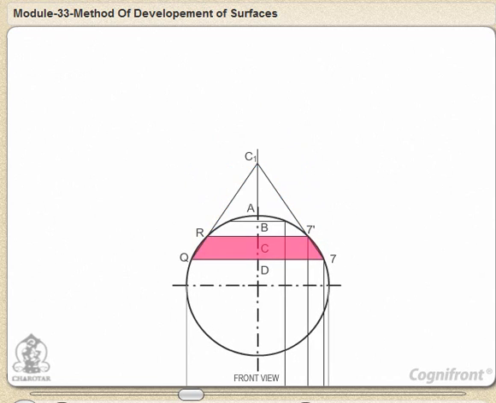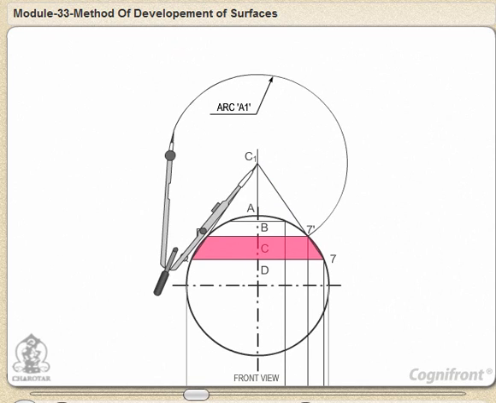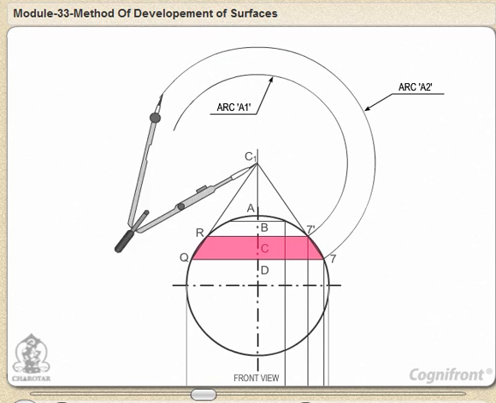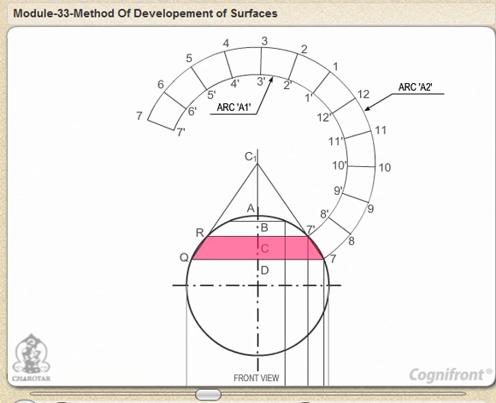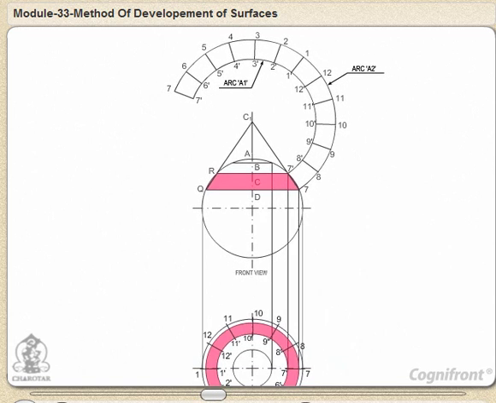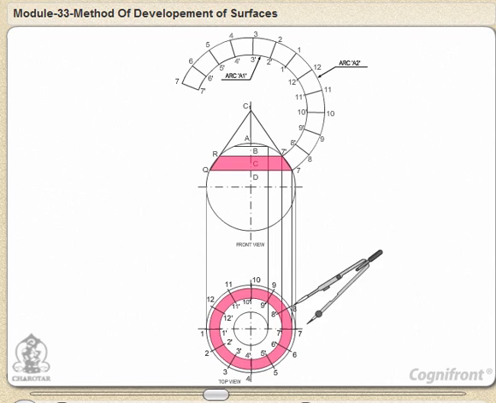With C1 as center and C1 7 dash as radius, draw an arc A1. Similarly, with C1 as center and C1 7 as radius, draw an arc A2. Divide the arc A2 into 12 equal parts such that the length of each part is taken from top view. That is, length 7-8 in top view equals length 7-8 in front view. Length 8-9 in top view equals length 8-9 in front view, and so on.